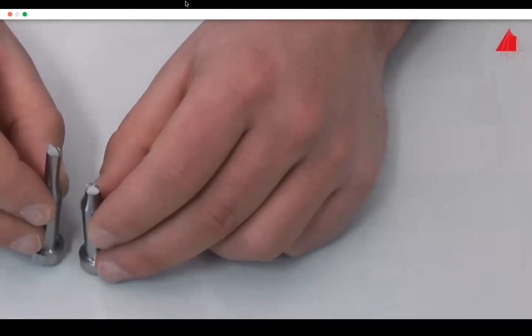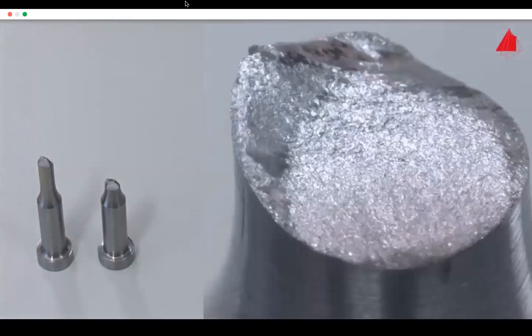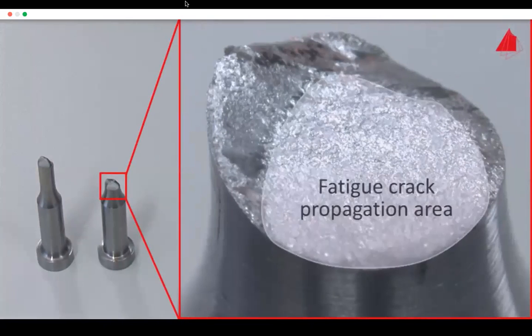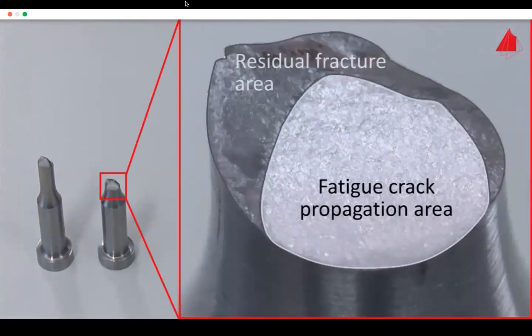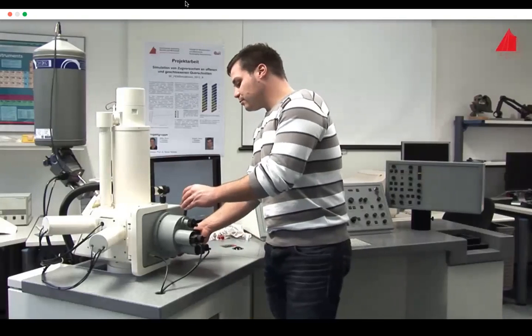At first glance, the fracture surface looks unimpressive. A closer look reveals 2 regions: the rather dull, predominantly flat fatigue crack propagation area and the rough residual fracture area. The residual fracture area results from the final catastrophic rupture. The fatigue crack propagation area has developed during the cyclic growth of the fatigue cracks, starting at the surface of the specimen. What does the fatigue crack propagation area look like at higher magnification?